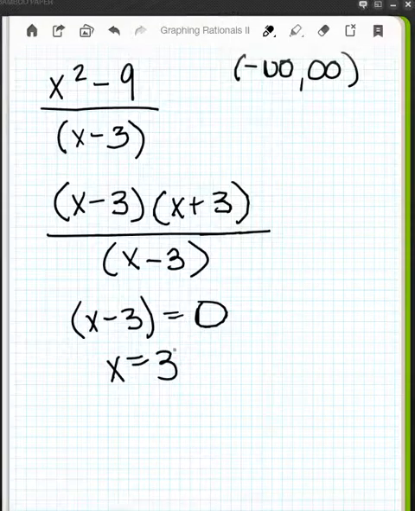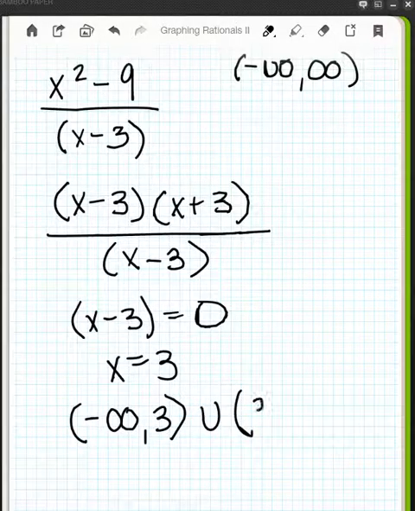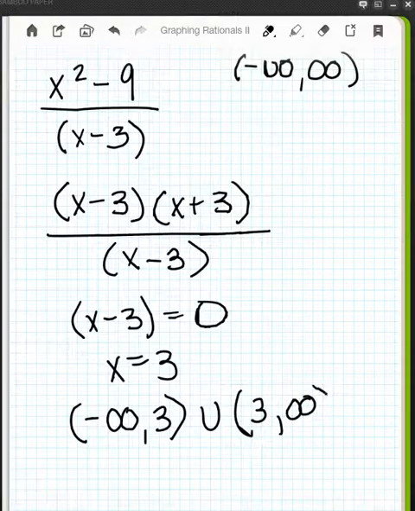So this is the one value which needs to be restricted from our domain. We're not allowed to use the value 3 because when we plug that into the denominator, we would get 0, and we're not allowed to divide by 0. So we're going to write our domain in interval notation, negative infinity to 3, union 3 to infinity. So that's the domain for this function, and we'll actually turn it into a function by letting it equal f of x.